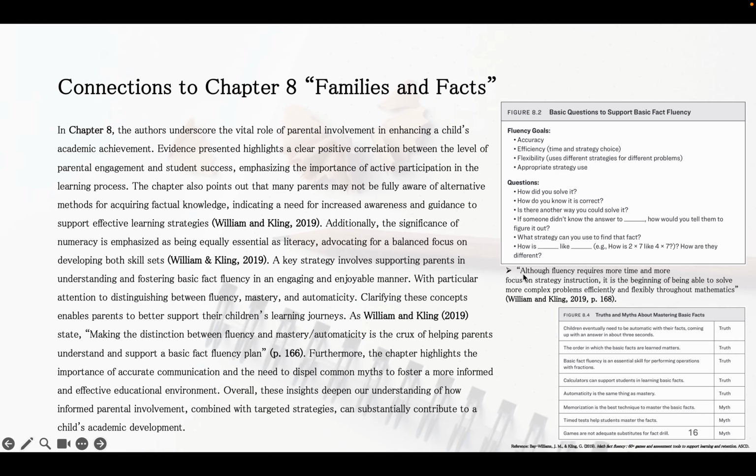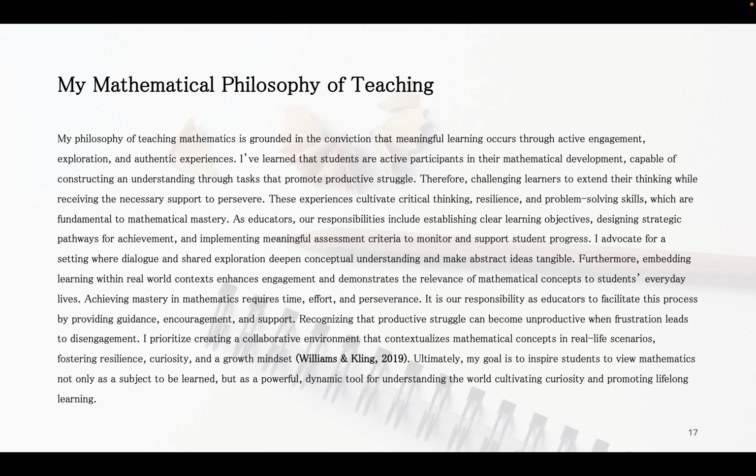And so, right over here is one of the quotes I was finding in the text: although fluency requires more time and more focus on strategy instruction, it is the beginning of being able to solve more complex problems effectively and flexibly through mathematics. My mathematical philosophy of teaching. I thought this was a very important component to include in this presentation.